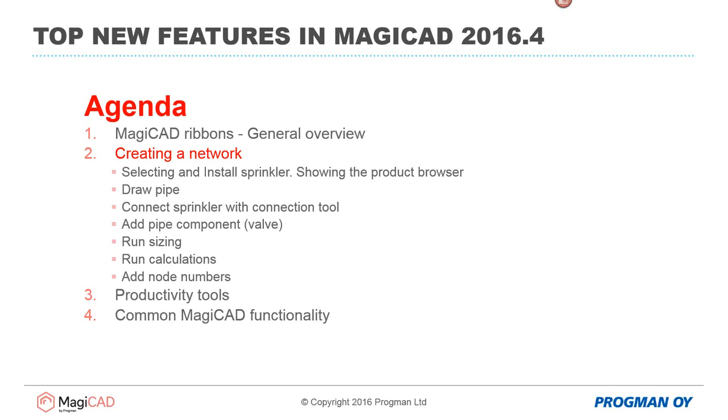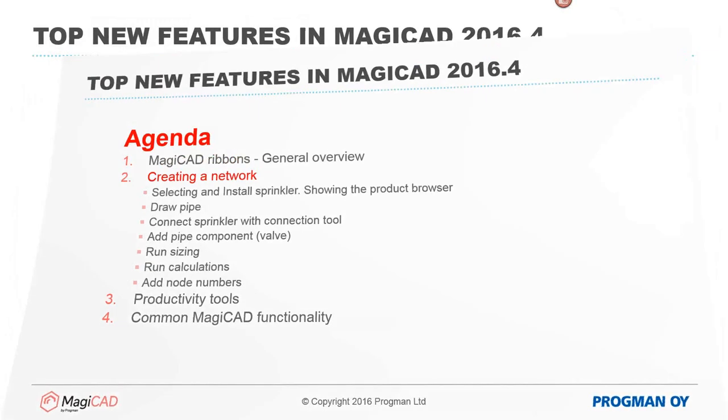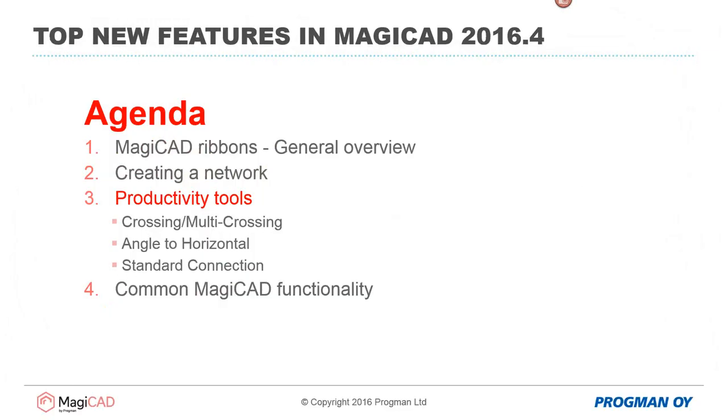The calculations, we will go through them and make a calculation and see the calculation report, and we will add some node numbers also into the project. Then we'll go into the productivity tools, and we have this crossing function, and new for this version is the multi-crossing. This is when we have pipes that are colliding with other pipes, or it could be with cable trays or ducts or something else that we have linked in. Then we can use the crossing tool to make our way past that object in an easy way.